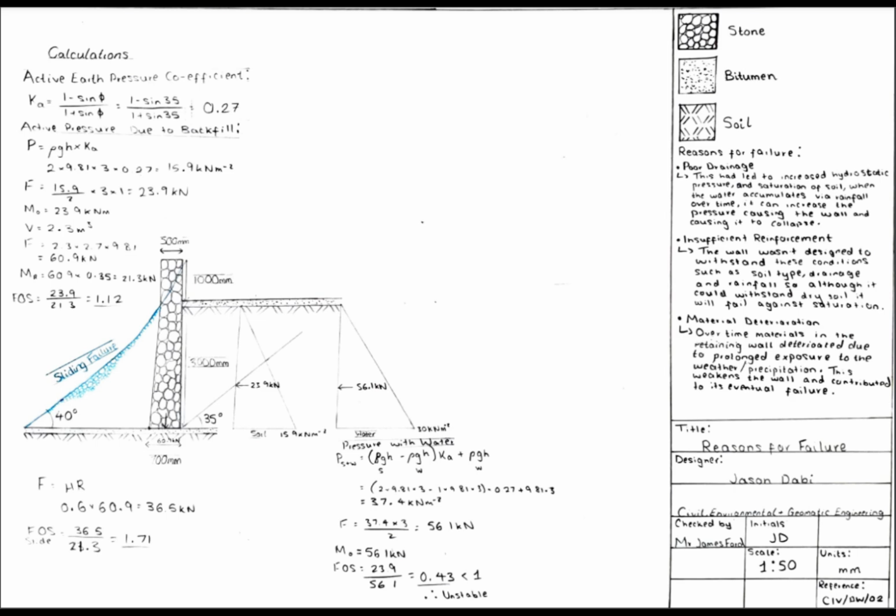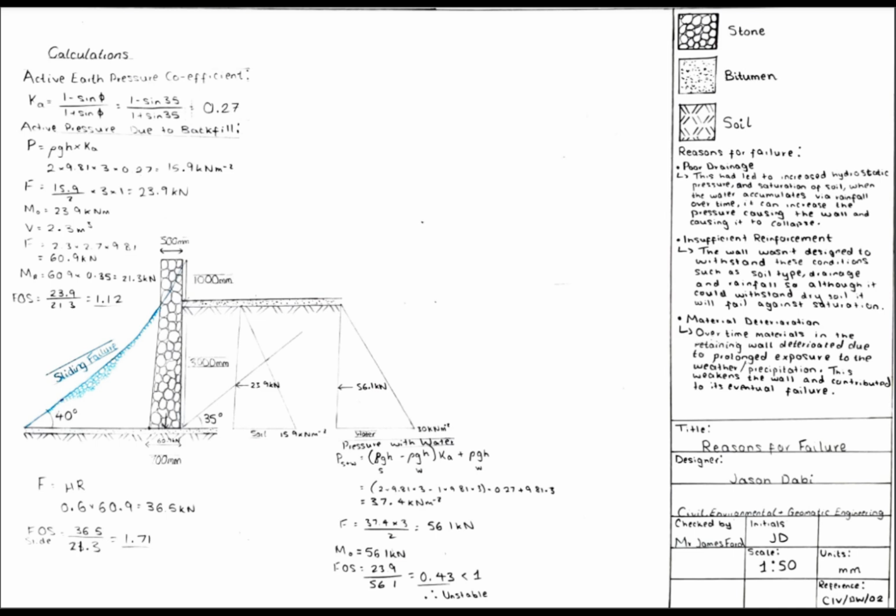One of the major reasons for the failure of the initial Calstock wall was poor draining. This led to increased hydrostatic pressure and saturation of soil. When the water accumulated over time via rainfall, it caused an increase in pressure, causing the wall to collapse.